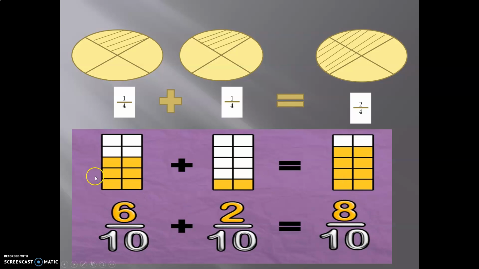How? Because at the beginning, I ate 6 out of 10 parts. Then I gave my brother 2 out of 10 parts. Together we finished 6 plus 2, which is 8. So we finished together 8 out of this chocolate's 10 parts. So you can see that I have common denominators. So my answer should have the same denominator.